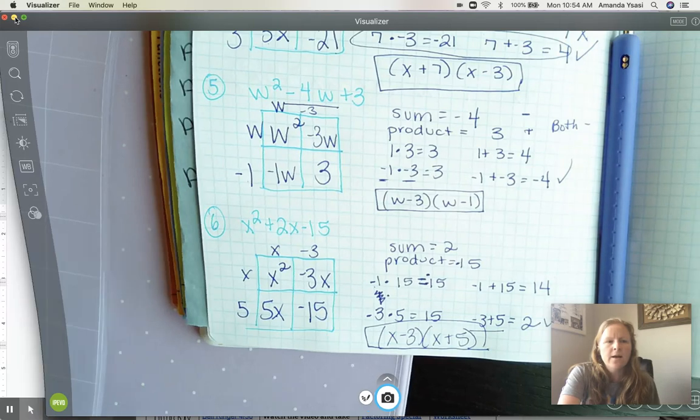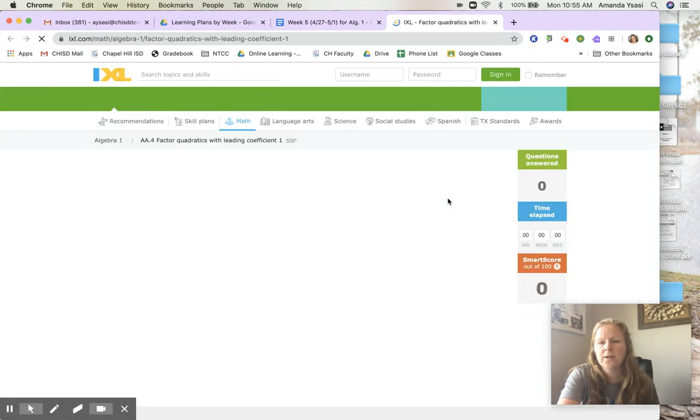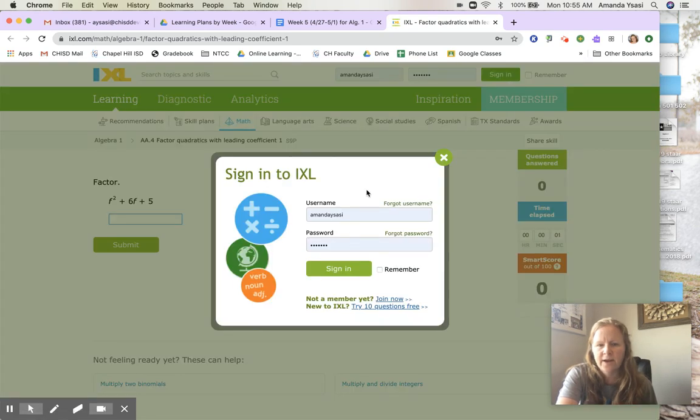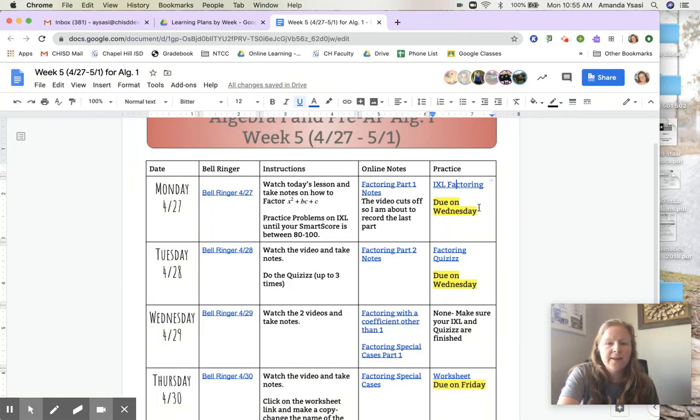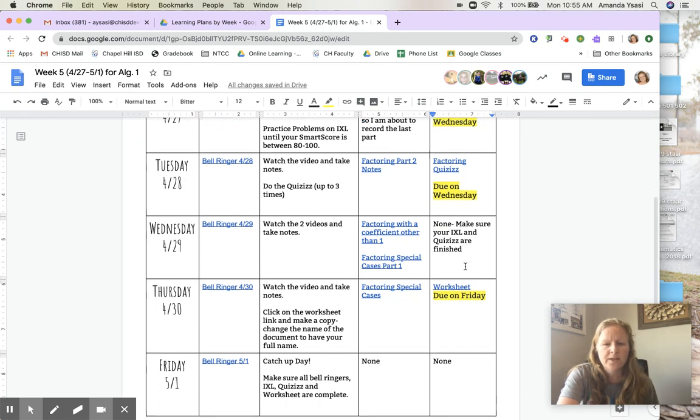So what I'm going to have y'all do for this week, it says IXL factoring. So one thing that you need to make sure you do is whenever you click on this, you click sign in because it does not save unless you sign in. Okay, so sign in. And you are going to work to get to 80 to 100, and that's the grade that goes in the grade book. But that's not due till Wednesday, okay? Then we have more notes, a factoring quiz that's due on Wednesday. On Wednesday, you just have 2 videos and make sure that your assignments are finished.